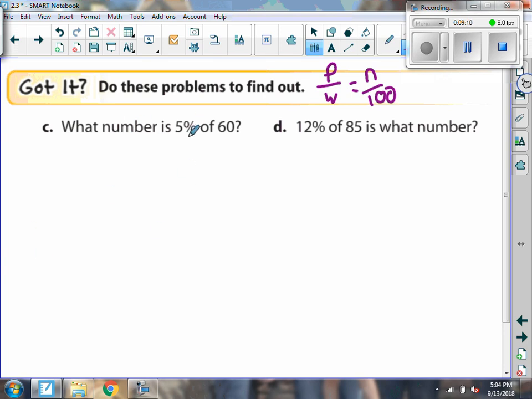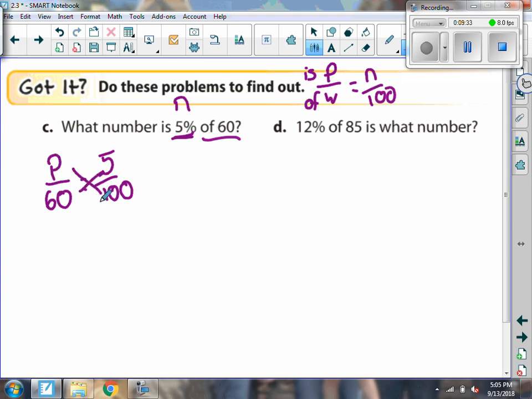Okay, so if we look, 5%, that has to be my percent because it has a percent sign with it. So I'm going to put 5 over 100. So now we need to figure out 60. Is that my part or my whole? My keyword for my part is "is," and my keyword for my whole is "of." This is "of 60," so that means it's going to be my whole. So I'm trying to figure out what my part is.